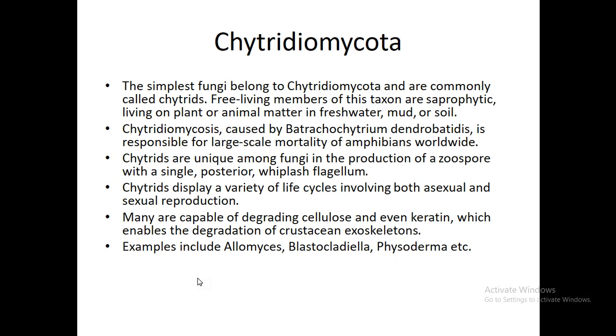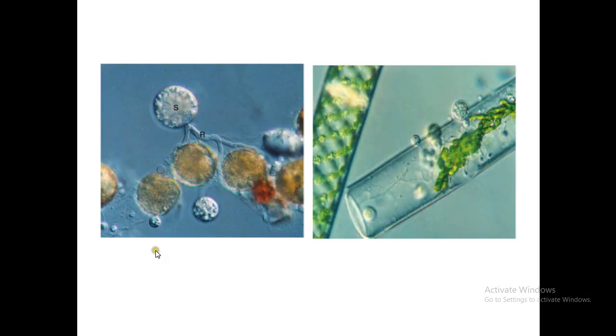As you can see from here, these are the chytrids. This is a sporangium, this is the rhizoid, and this sporangium is about 50 micrometers in size, and it is growing between pollen grains. The other one here, you can see, is a parasitic chytrid, and it is attaching itself to a green algae.